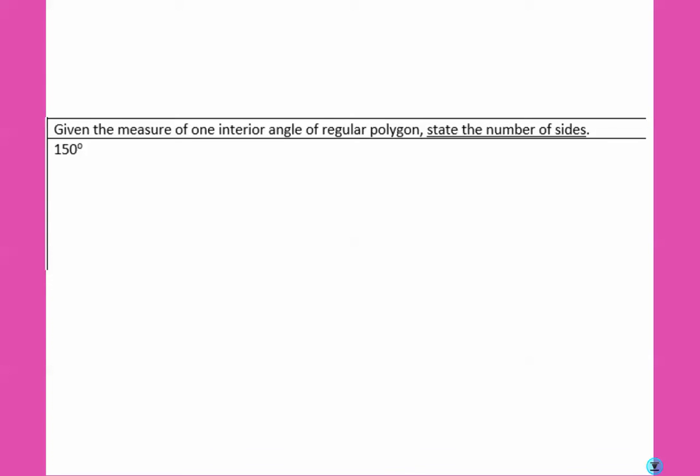What if we know one interior angle and we want to work backwards to find how many sides it had? So the sum of the interiors, the total of them, we know is n minus 2 times 180. That gives us the total. If we wanted to find just one of them, we would have to divide by the number of sides. We know that that whole formula comes out to be 150 in this situation.